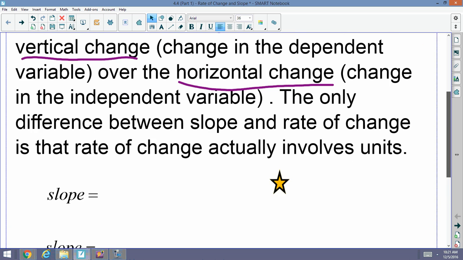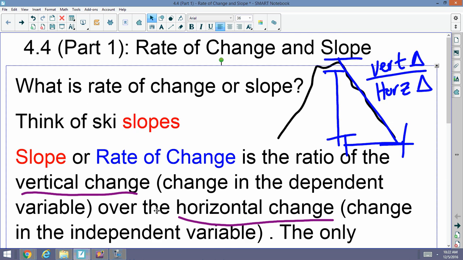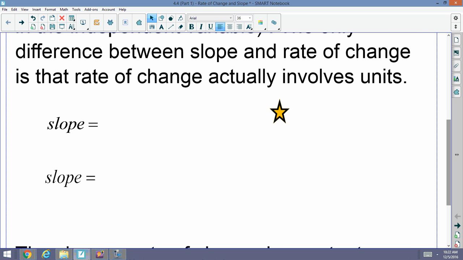Now, the slope formula, I love it when the board does that. Spectacular. Okay, let's see one more time. All right. Maybe this time it'll work.